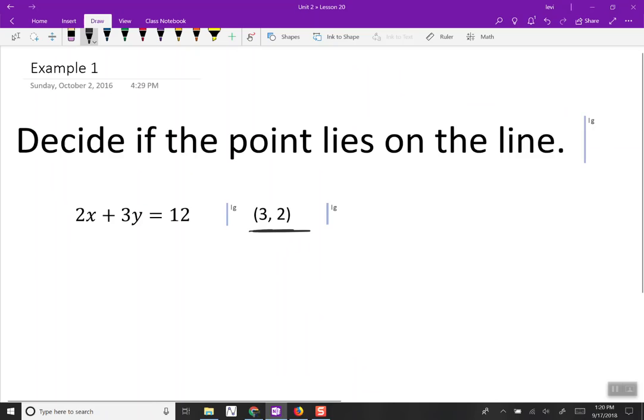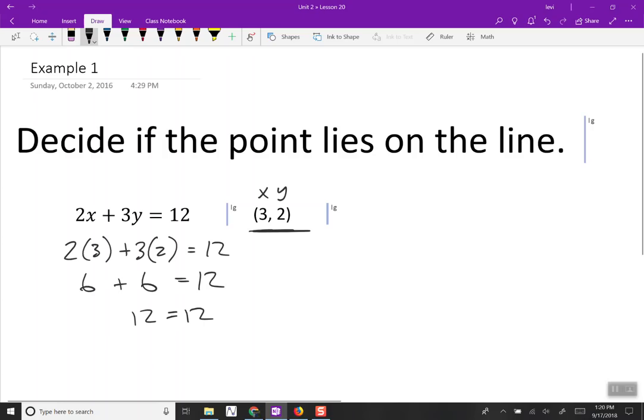If it's on the line, then when we substitute our values of x and y into our equation, the equation will work. So this is asking us to substitute in a 3 for x, so 2 times 3, plus a 2 for y, 3 times 2, and see if that equals 12. Well, 2 times 3 is 6, and 3 times 2 is 6, and 12 does equal 12. So that means this point (3, 2) is on the line.